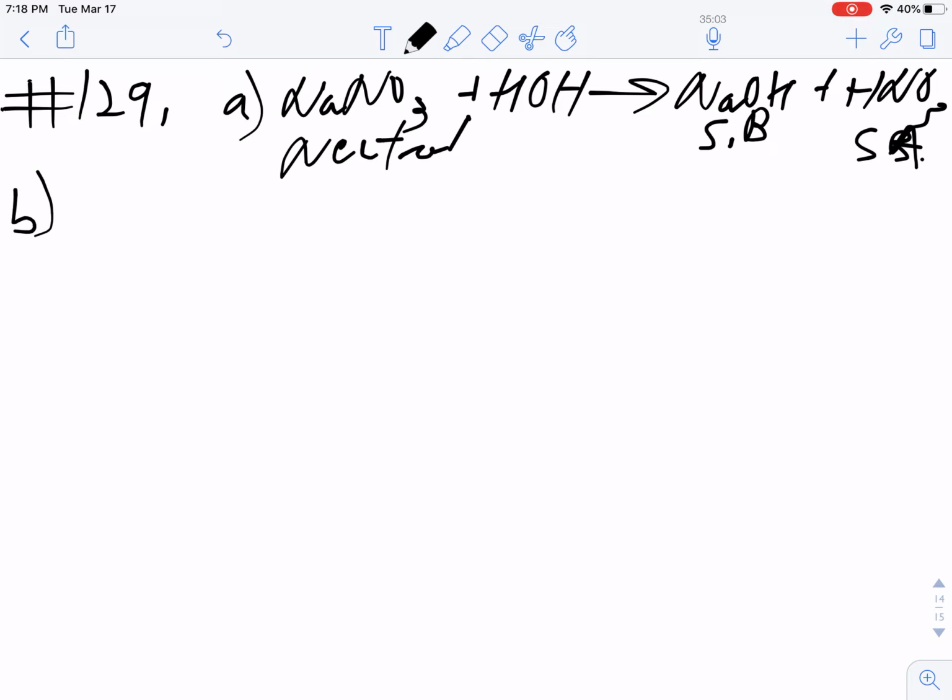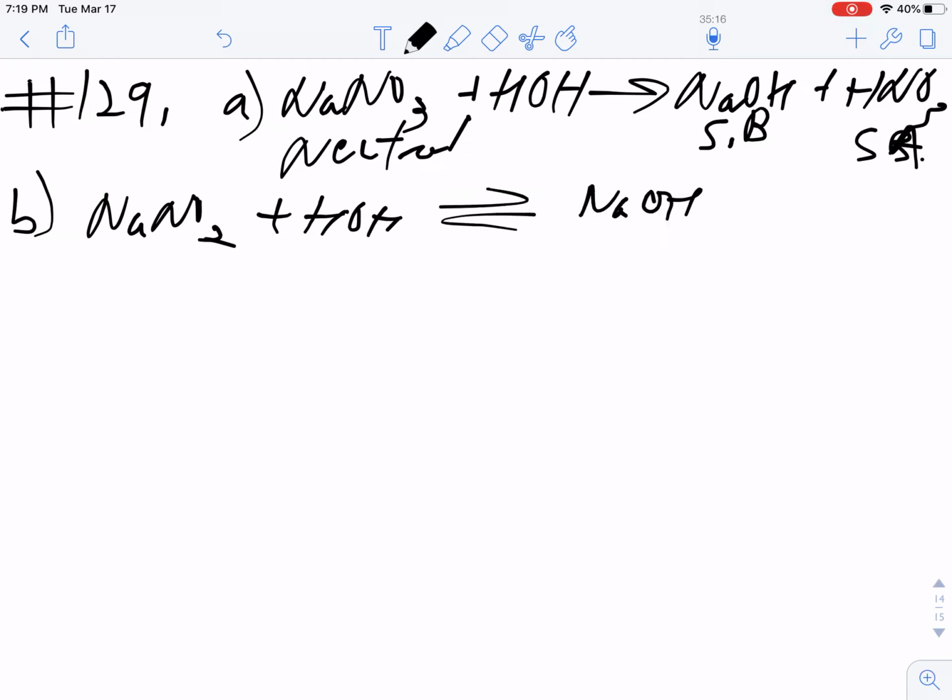B, sodium nitrite. If we do this one, we're going to get sodium hydroxide plus HNO2. This is weak acid, strong base, so this is basic.